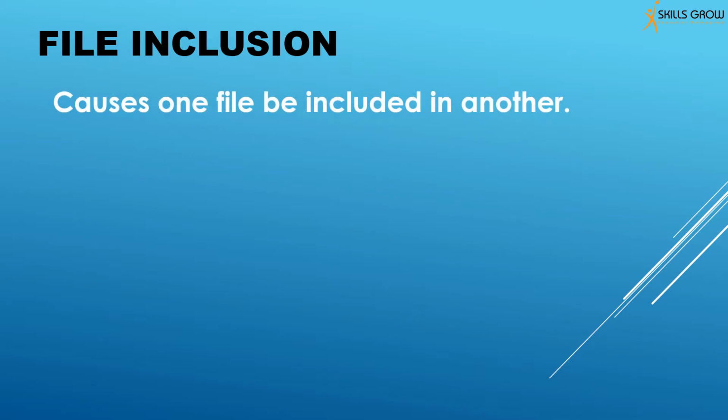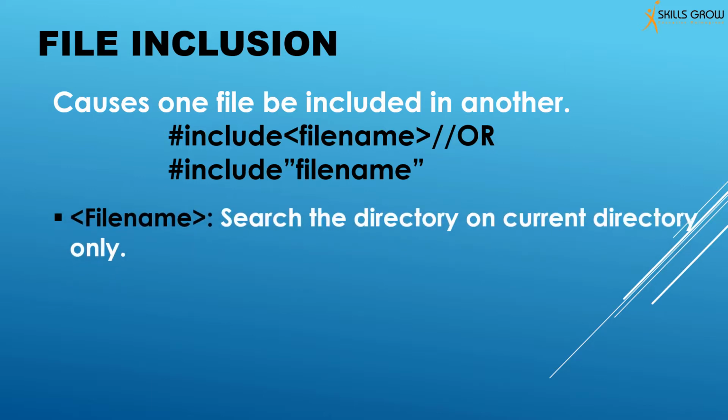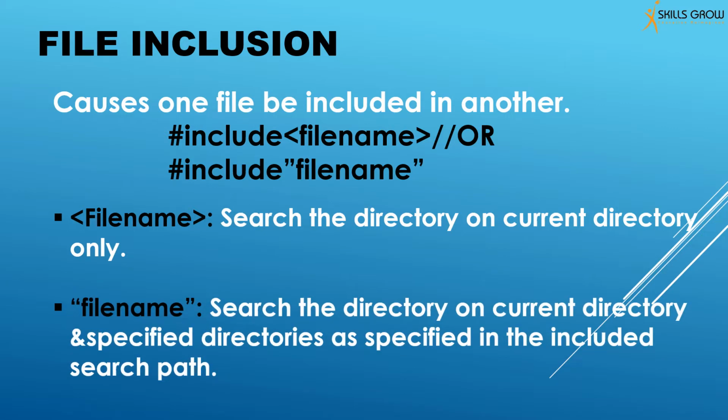File inclusion. File inclusion causes one file to be included in another. It can be divided into 2 methods, as shown below. If the file name is included between the less than and greater than symbols, it searches only the current directory. If the file name is written within the inverted commas, it searches the current and other specified directories as specified in the include search path.